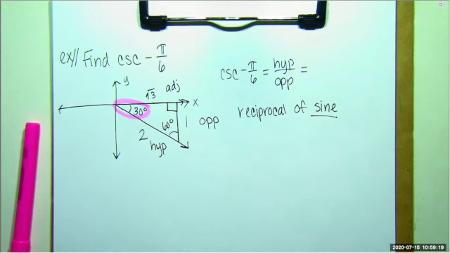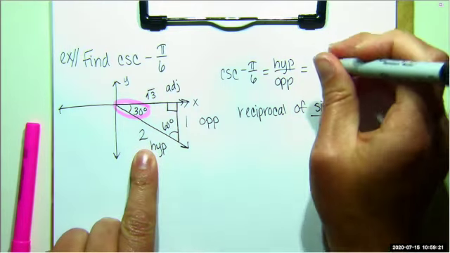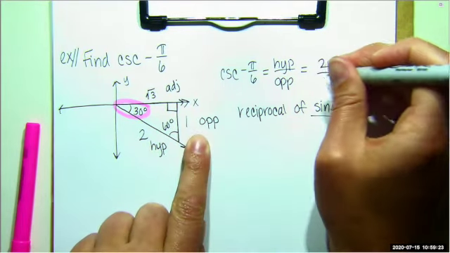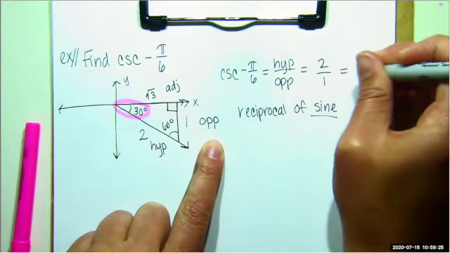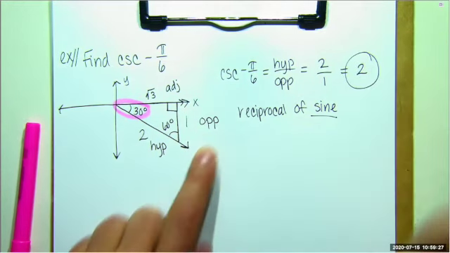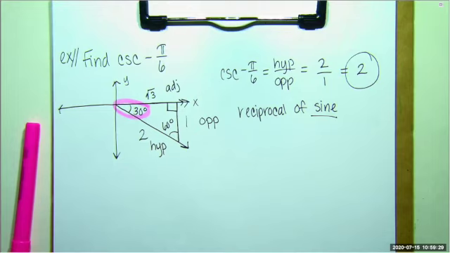Next step, let's fill in our sides. Hypotenuse is 2, opposite is 1, which gives us 2. Now we're not done yet. There's 3 things we need to ask ourselves. Step 1, can we reduce our fraction? We already did that. Step 2, do we need to rationalize our denominator? Nope, good to go. Step 3, should my final answer be positive or negative?